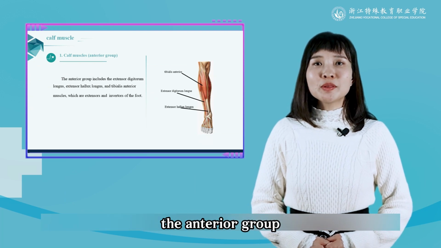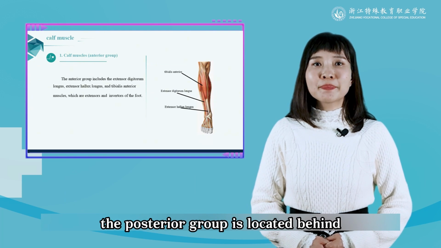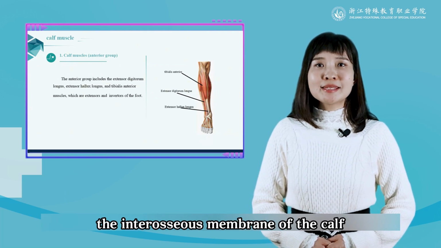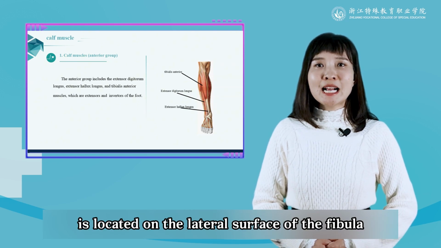The anterior group is located in front of the interosseous membrane of the calf. The posterior group is located behind the interosseous membrane of the calf. The lateral group is located on the lateral surface of the fibula.